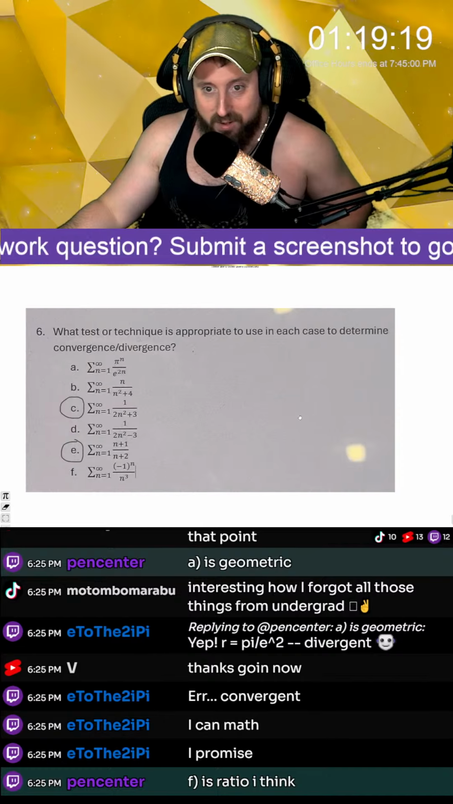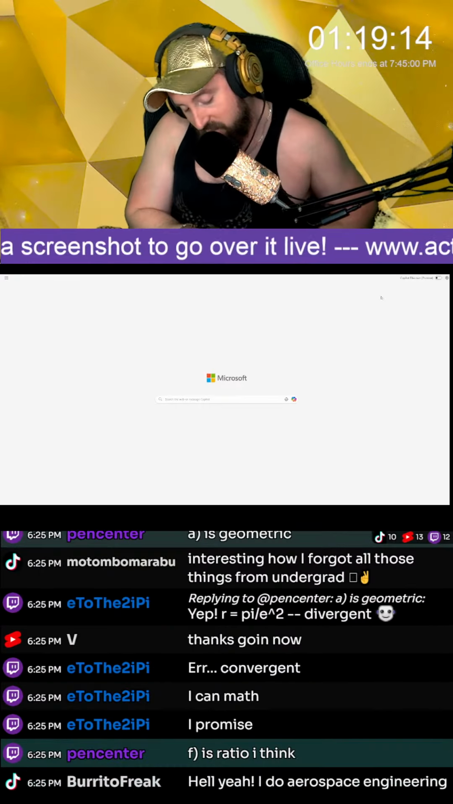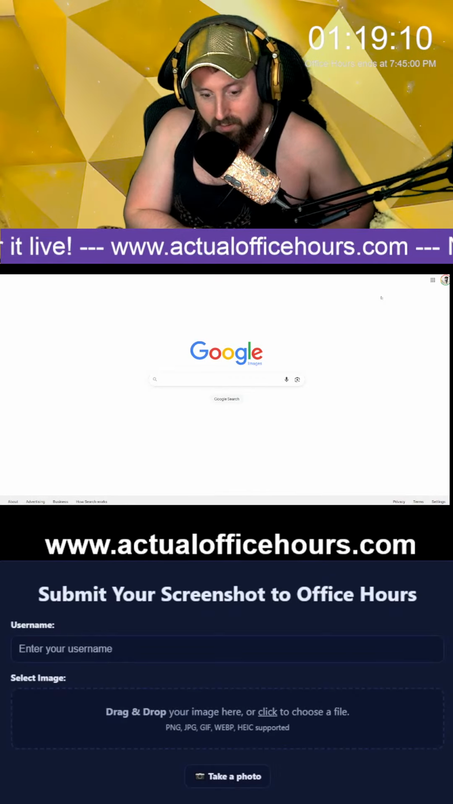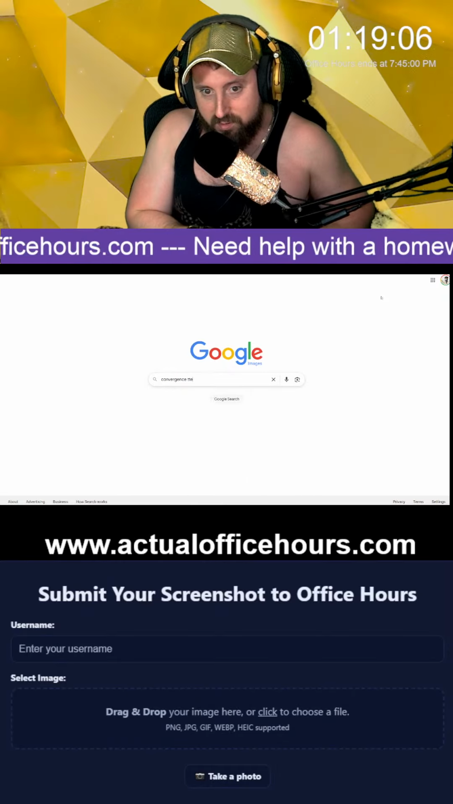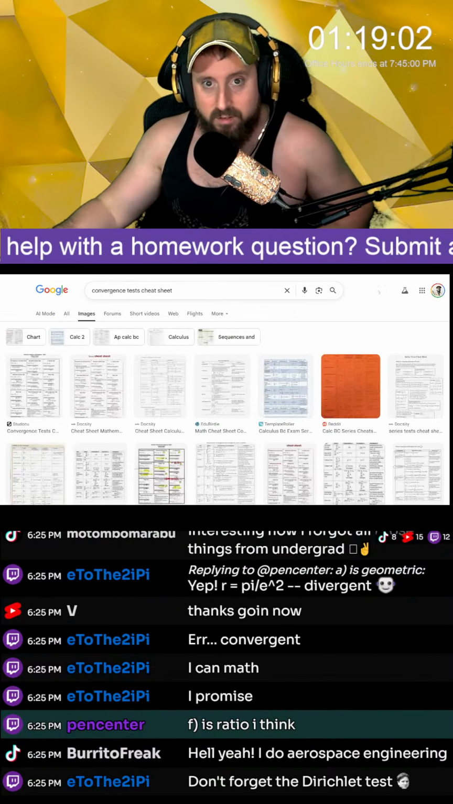All right, so yeah, let's talk about, well, let's pull up what all the tests are. Yeah, because there is kind of an intuition that gets built with this, right? So let's see. Convergence test, and like there's like a cheat sheet.